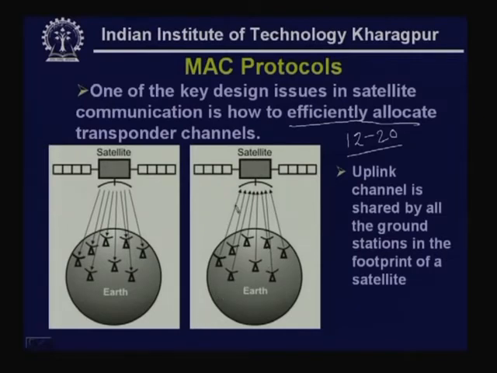Now, in satellite communications, as you know, from the satellite to the earth station it is essentially a broadcast type of communication. So, there is no need for medium access control. However, by using the same frequency band, the uplink frequency, the ground stations are simultaneously communicating to the satellite, and as a consequence this uplink channel is shared by all the earth stations that are communicating with the satellite, and that requires medium access control.